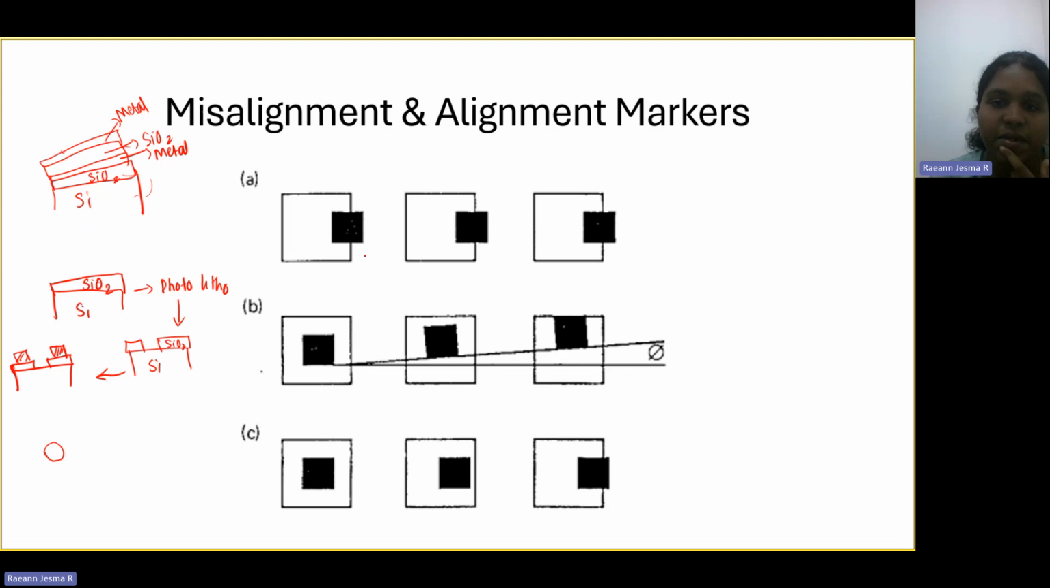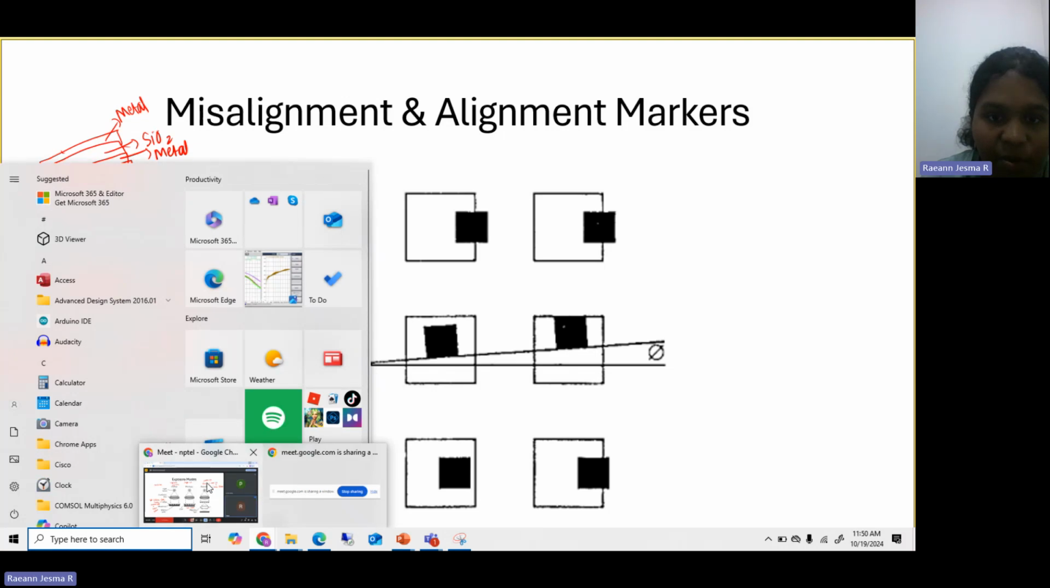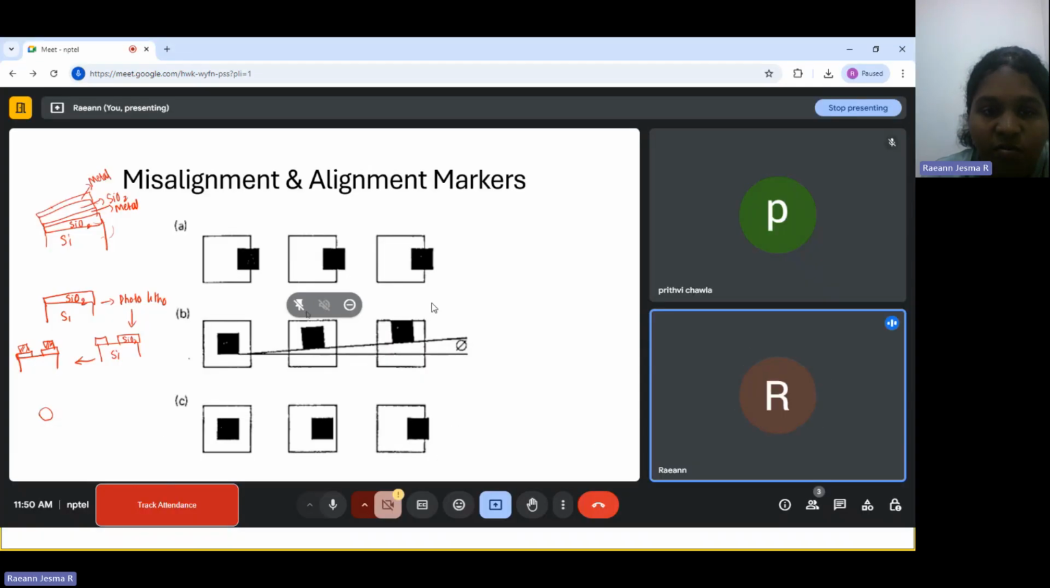Here you can see three different patterns on the same mask. Now you can tell which is correctly oriented, which is having some rotation and so on. Among these patterns, which is having X or Y shift? Which pattern is having X or Y shift only? Can you tell which pattern is having X or Y shift?